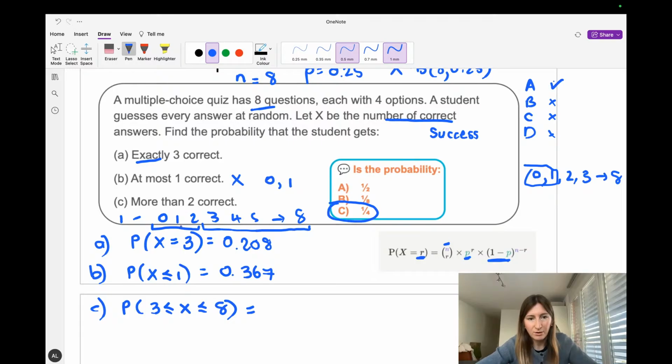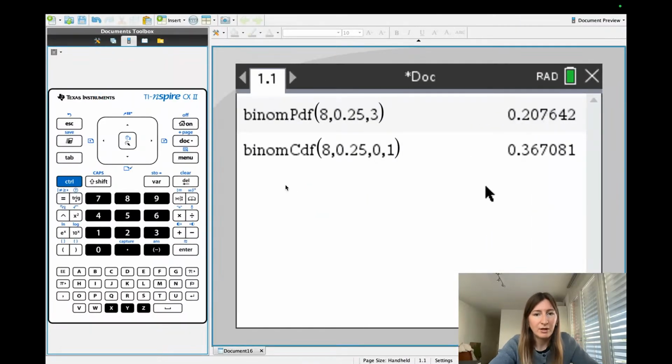Both methods fine, both methods work. This way is probably less steps and a bit easier. All right, so we want between 3 and 8. That's more than 2, correct. So again, we go binomial CDF.